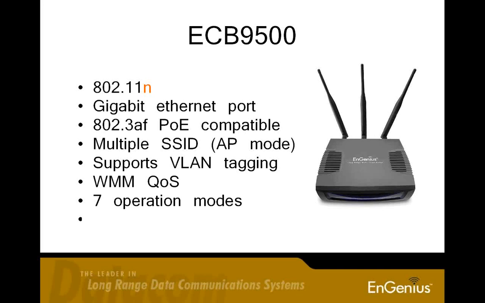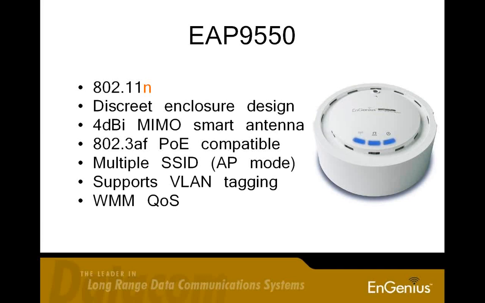The ECB 9500 is similar to the ECB 3500, except it is an 802.11n access point / client bridge device. One major difference besides the 802.11n radio capability is the gigabit Ethernet port. The EAP 9550 basically is the 802.11n counterpart of the EAP 3660. It does have a 4 dBi MIMO smart antenna to take advantage of the 802.11n capability.